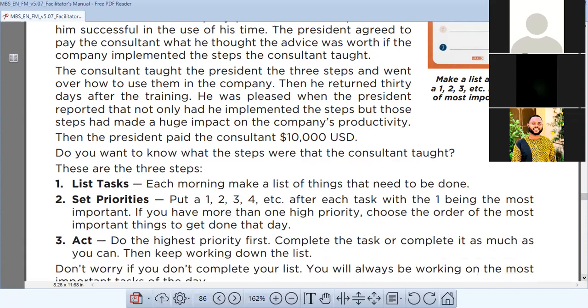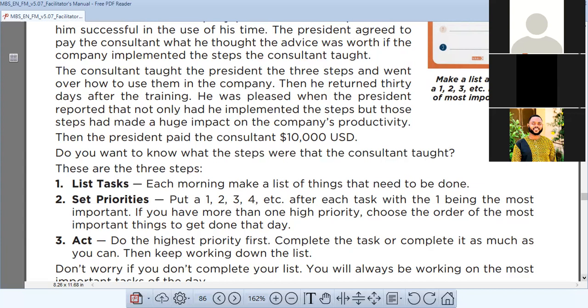So the first of these 3 steps is: list your tasks. Okay. So each morning when you wake up, list the tasks that you want to do for that day. You need to do it every morning. When you wake up in the morning, list what you want to do. So list some priorities: this is what I'm going to do today.